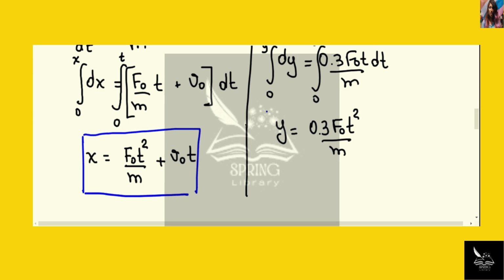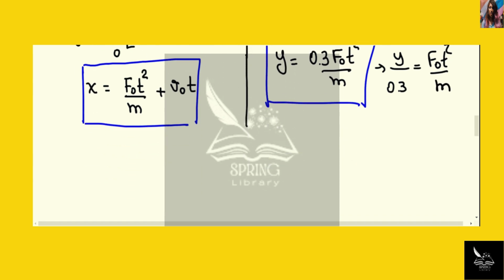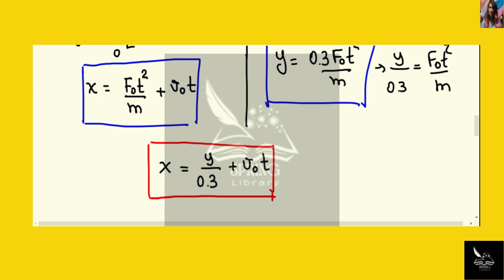With these equations, we can find the equation of the path. Notice that y over 0.3 is equal to F0 t squared over m. So x is equal to y over 0.3 plus v0 t, which is the equation of the path we were looking for and the answer to our exercise.